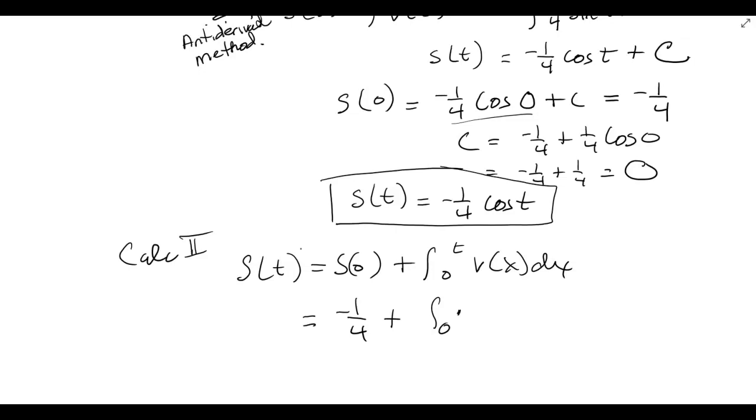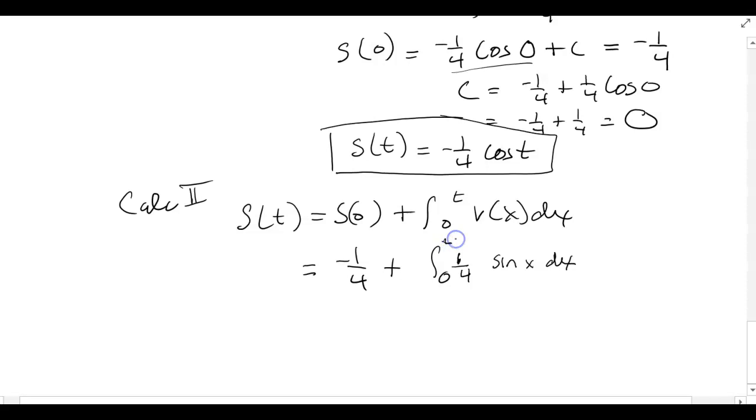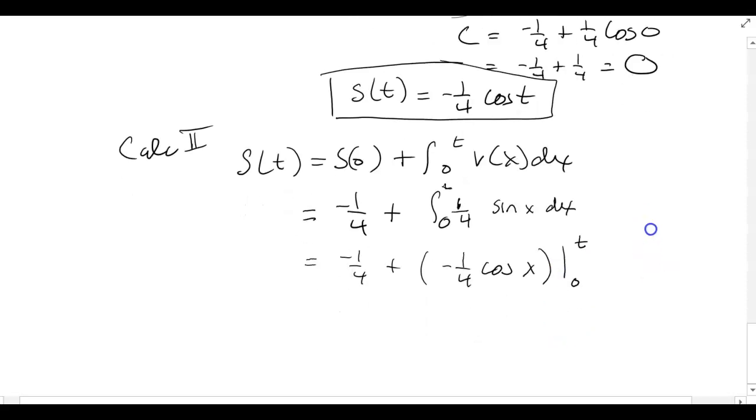So again, just plug in your velocity function, 1/4 sine x dx from 0 to t. So we have negative 1/4 cosine x. And don't worry that we changed the variable to x and dx. It's just a placeholder because, again, we are going to integrate that from 0 to t.